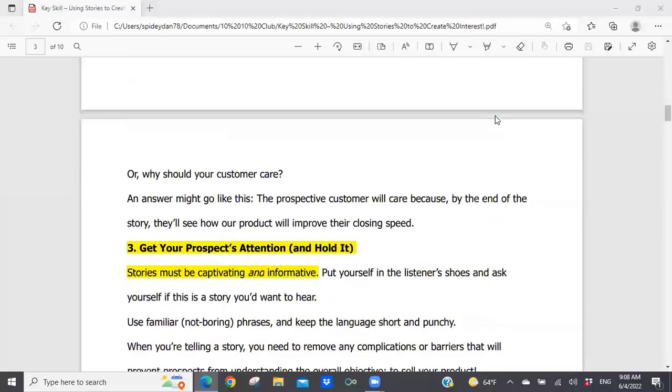Number 3, get your prospects' attention and hold it. Stories must be captivating and informative. We'll see this in the first video script that David did, and it'll become clearer as we get into his script. But this was really key, at least I felt, when David presented this information to me and what he wanted to do in terms of location. To me, this was the key aspect of helping David understand how to take that location and combine it with his story to make a huge impact that would cause people to want to stay in his video and listen to what he has to share. So again, stories must be captivating and informative. You've got to get that prospect's attention.